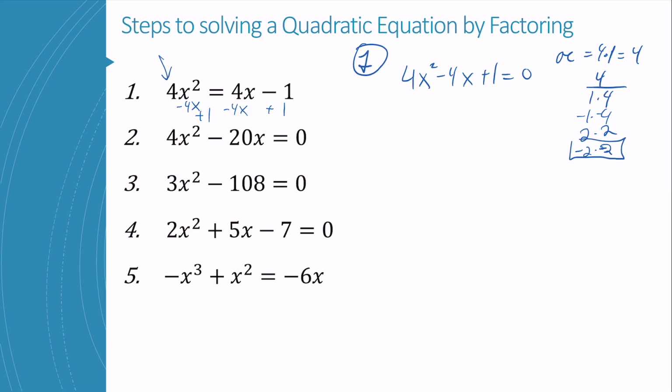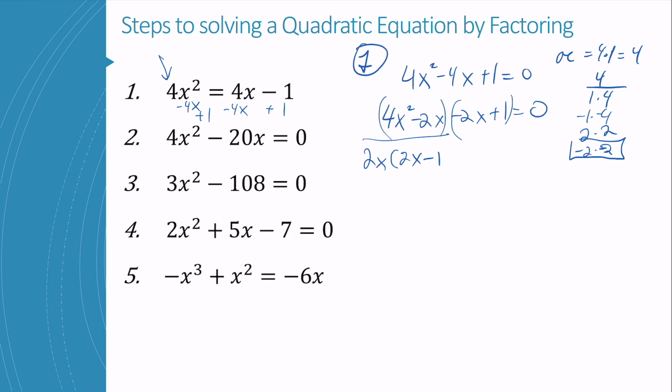Negative 2 times negative 2 is a positive 4. Negative 2 plus negative 2 is a negative 4. I've got 4x squared minus 2x minus 2x plus 1 equals 0. And then we factor by grouping. The greatest common factor of my first two terms is 2x.